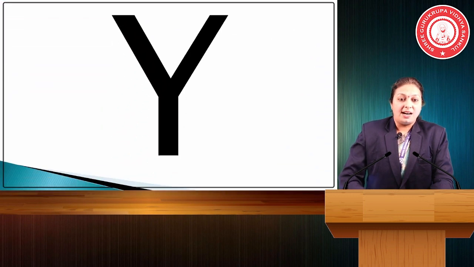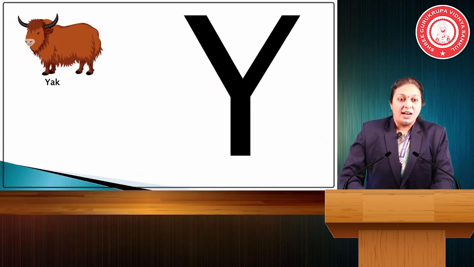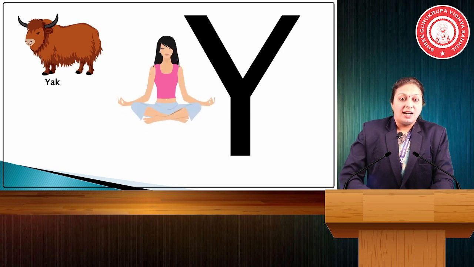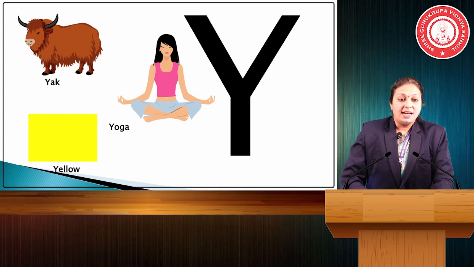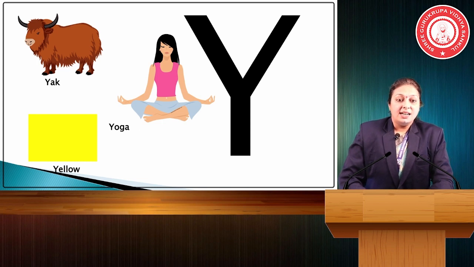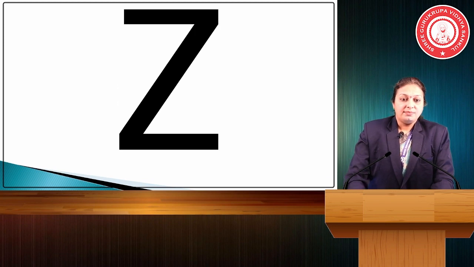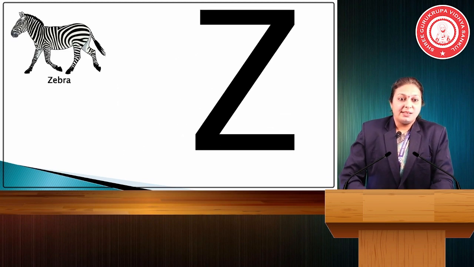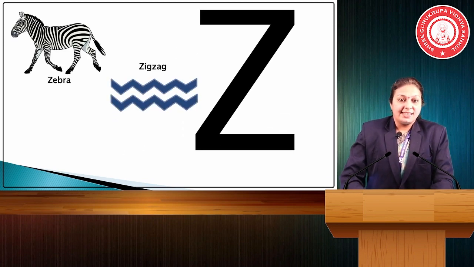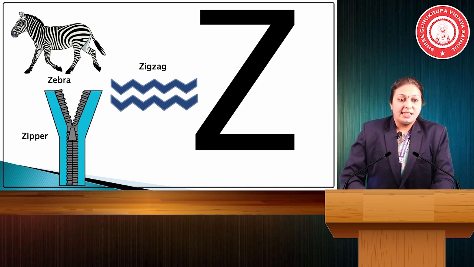Letter Y. Y for yak, Y for yoga, Y for yellow. Y. Letter Z. Z for zebra, Z for zigzag, Z for zebra.